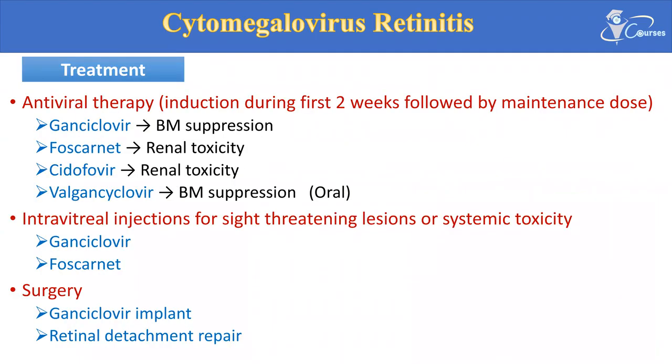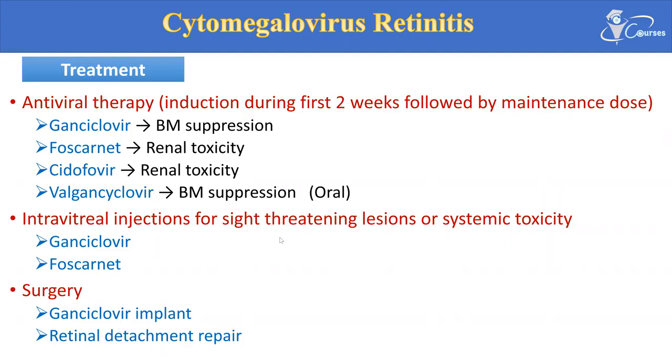So what will be the treatment? The treatment should be initiated immediately by the antiviral therapy. So there will be like a pulse dose followed by maintenance dose. And there are different antiviral medications that you should know about and should know what will be the main side effect and the main systemic toxicity that can occur from each one.